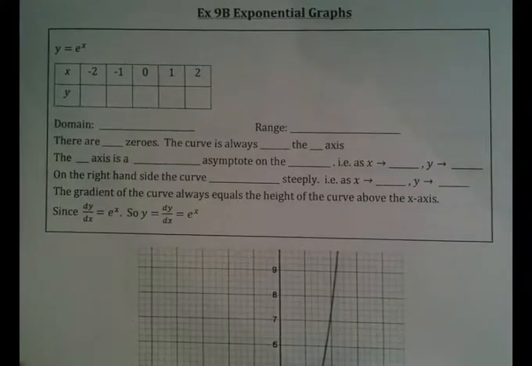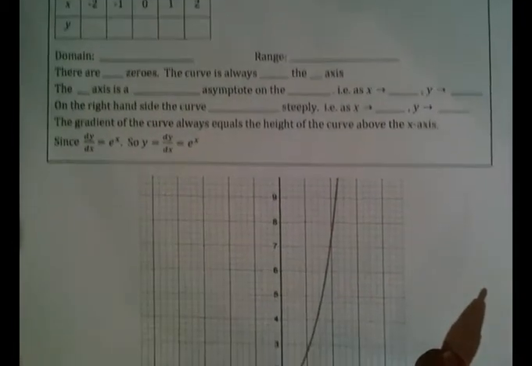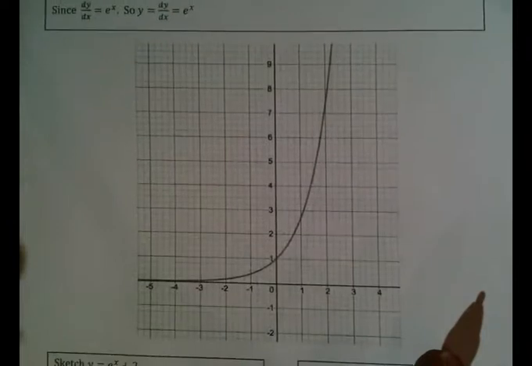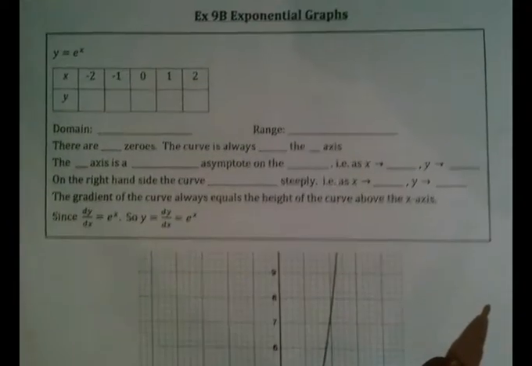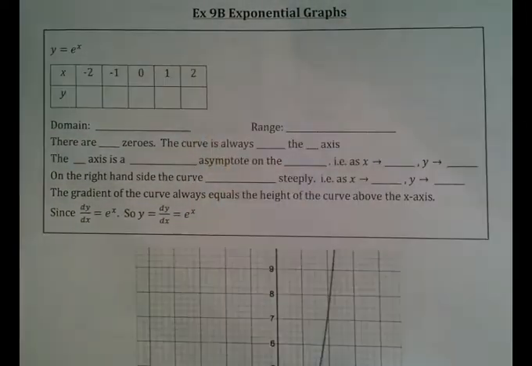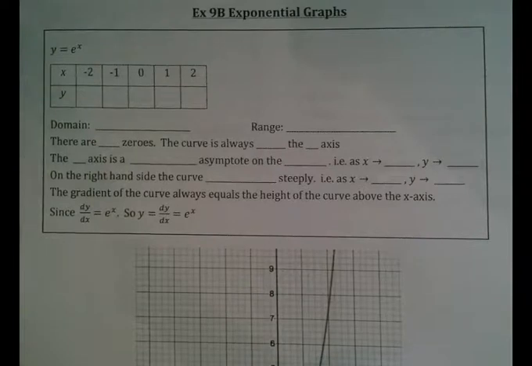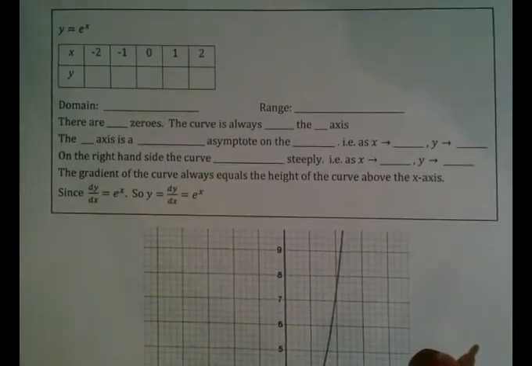9B exponential graphs. Now we've seen exponential graphs of the type y equals 2 to the power of x, y equals 3 to the power of x, and so on. However, today we're looking at the graph of y equals e to the power of x. And this is actually the exponential curve. So when it's y equals e to the power of x, that's called the exponential curve. Table of values for the exponential curve, y equals e to the x.